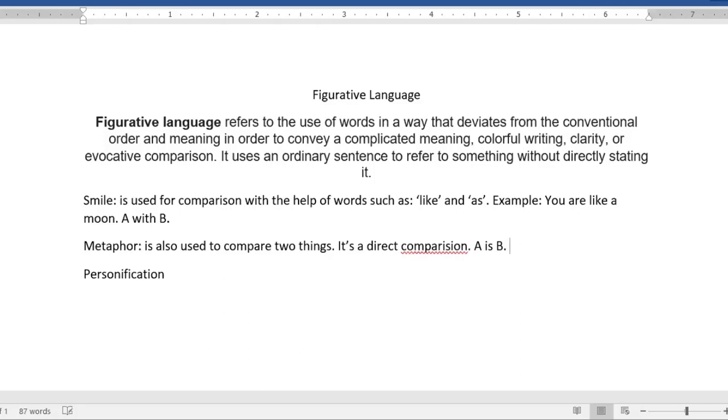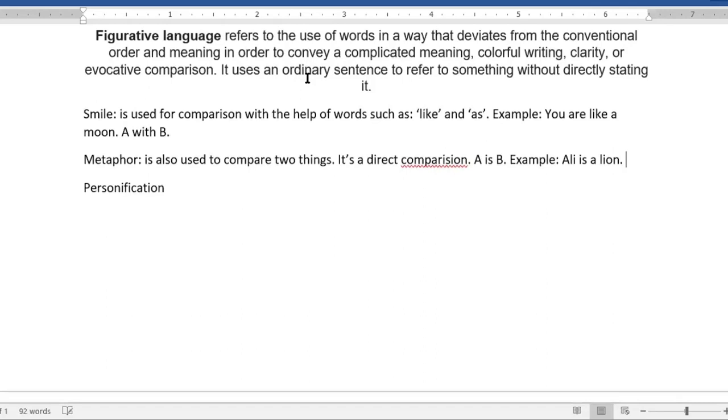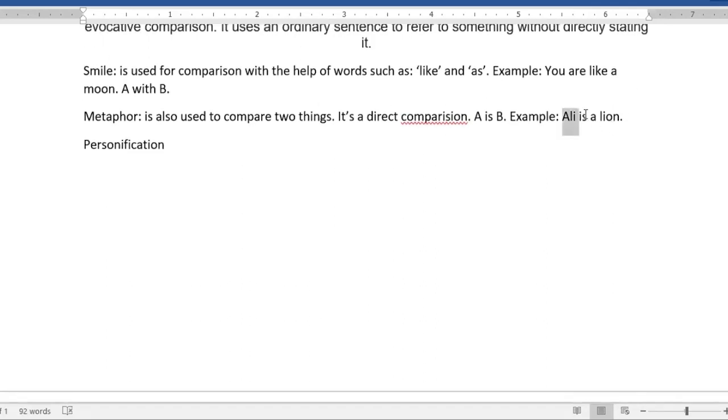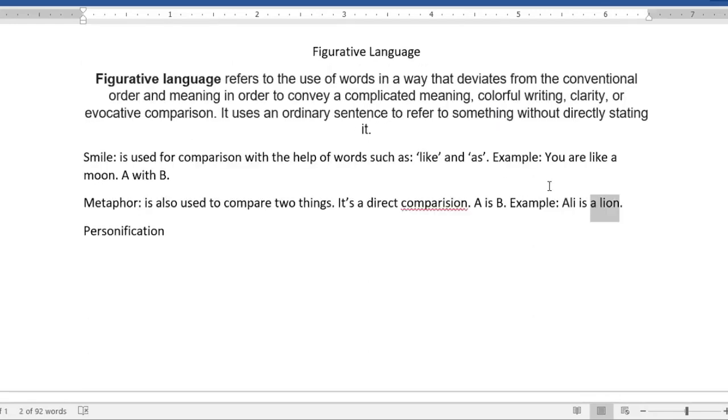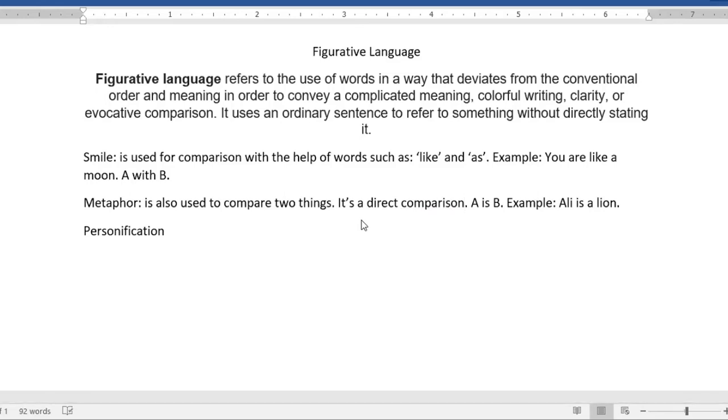Now what was your example here? For example, let's say Ali is a lion. Now see, I said A is B, meaning Ali is something. Ali is a lion. I didn't use any words such as like or as. Is that clear now? Yes, sir. So simile and metaphor both are used for comparison. So in simile we would use words like and as. In metaphor there isn't any word like this, it is a direct comparison. So we would say A is B, for example Ali is a lion.